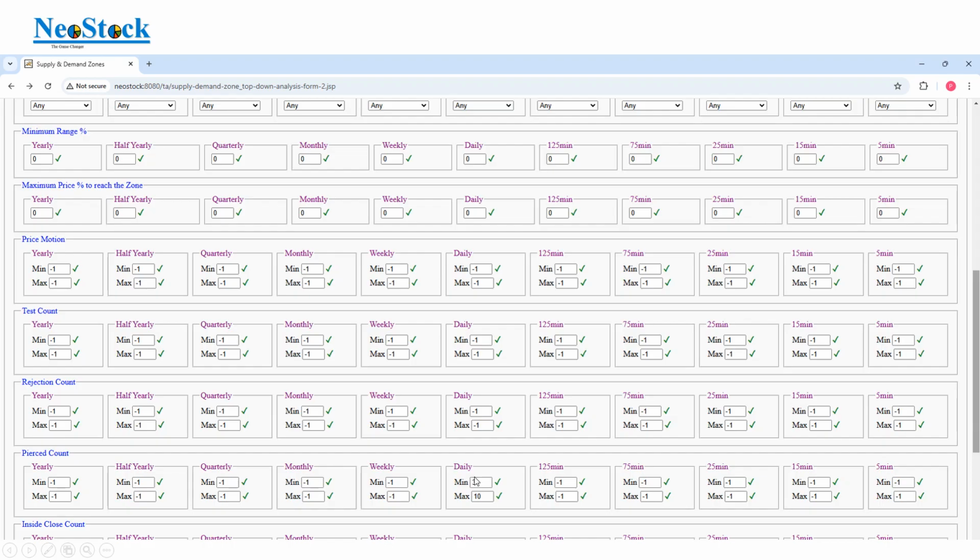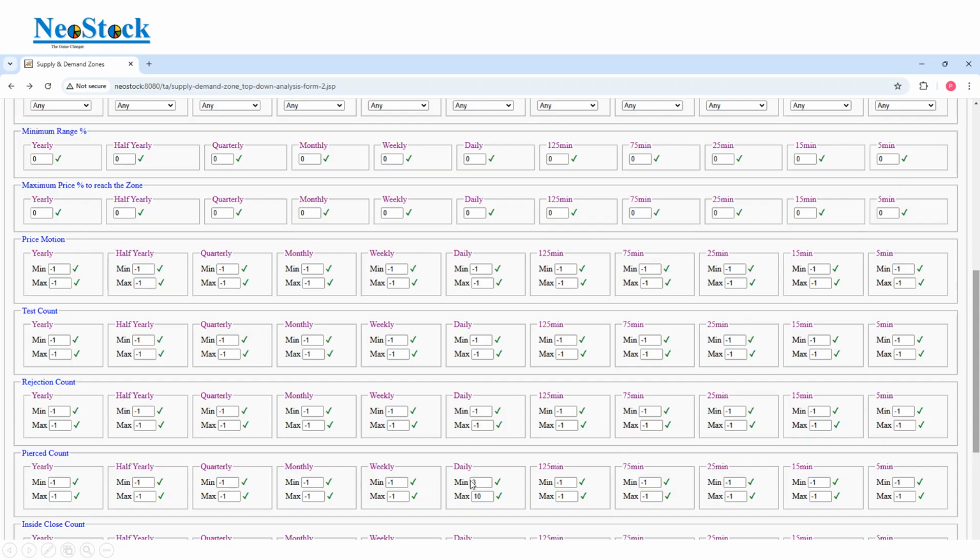That means 3 times price should go below the pierced zone, go out of the zone, and again price should come back. All 3 times price should come back to the zone. That is an indication that strong institutional order flow is there below that way.